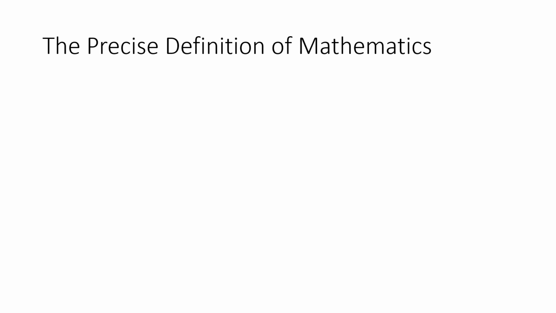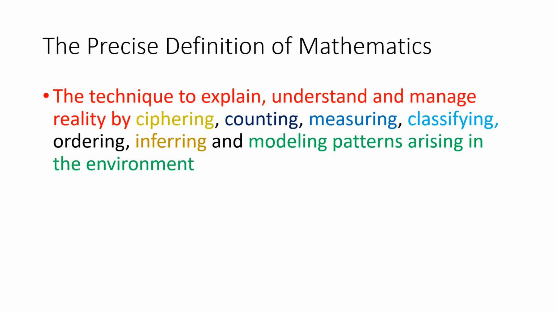The precise definition of mathematics is the technique to explain, understand, and manage reality by ciphering, counting, measuring, classifying, ordering, inferring, and modeling patterns arising in the environment. This is essential because this is what math really is. I know you kids like to go to Google. If I ask you what is mathematics, you Google something crazy. This is what you need to know.